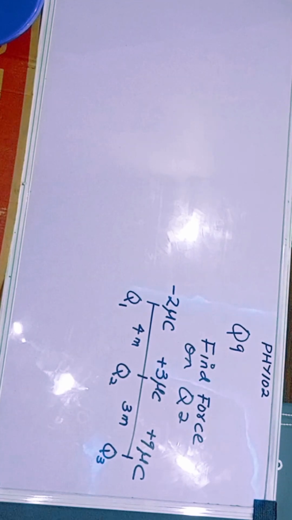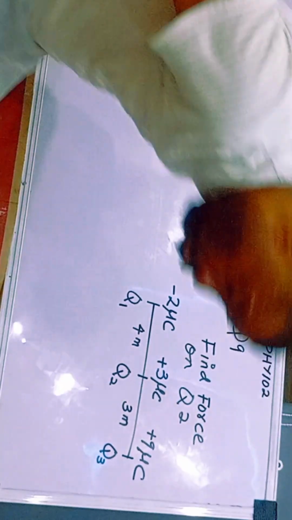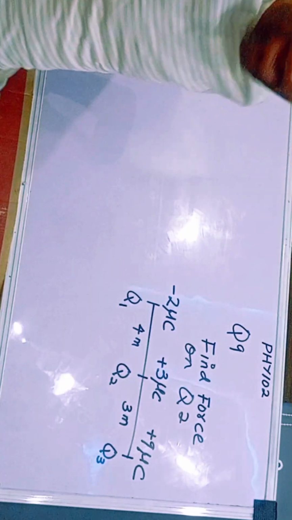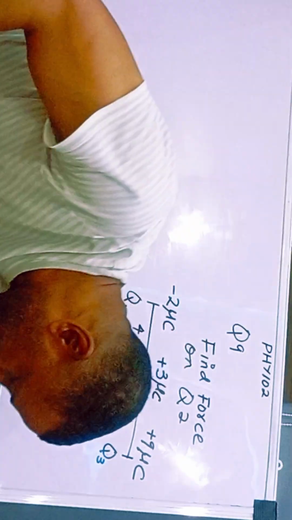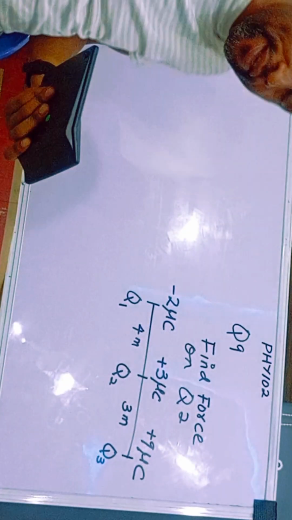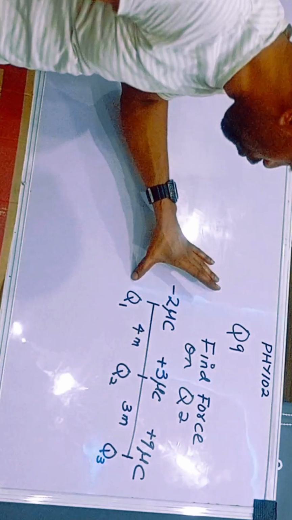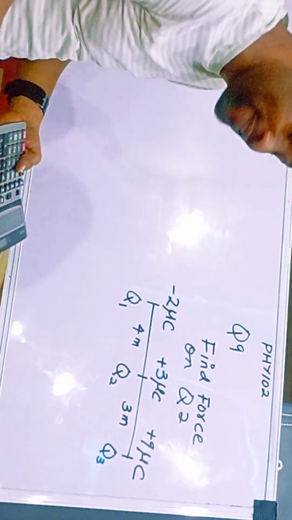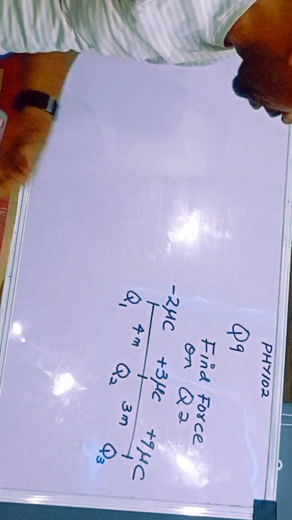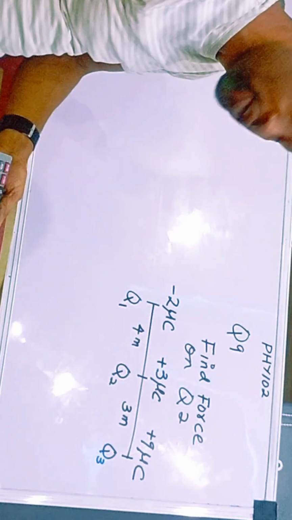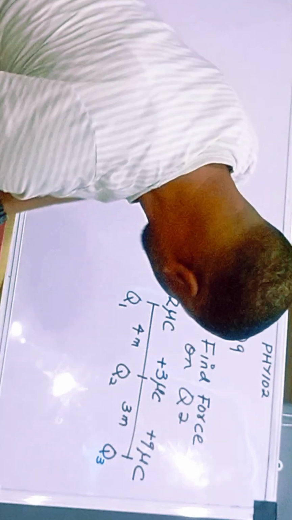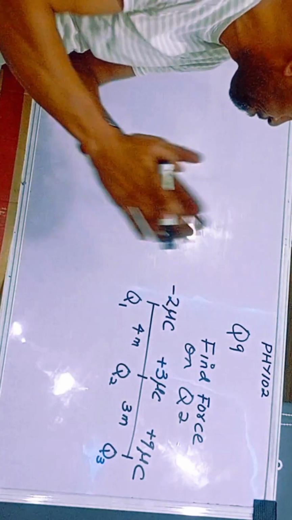Okay, my people, let's quickly take a close look at what we are discussing. Physics 102 is the course. Second semester physics, electromagnetism. And we are still on electrostatics. We have discussed the special cases of Coulomb's law, and now we are solving problems, okay?